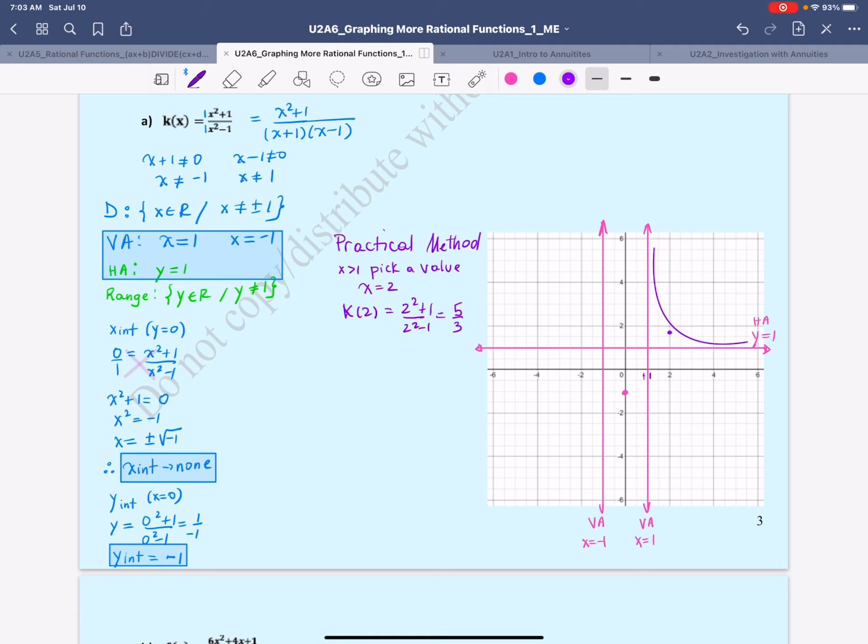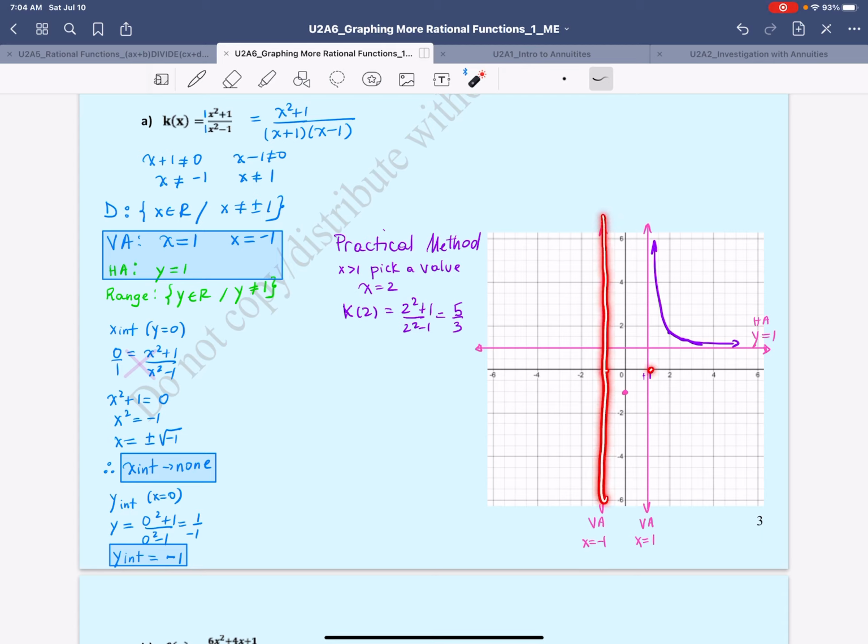Okay, let me try one more time. Again, remember that this is a sketch. It's not a precise graph, because in calculus you learn how to draw them with a little bit more precision. And then we check and see what happens in the domain between x equals negative 1 and positive 1. So for this, what you want to do is pick any number in between negative 1 and 1 and see where the y values are located.